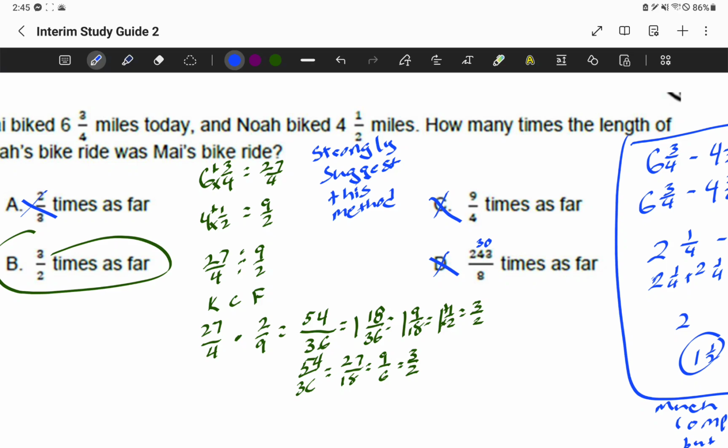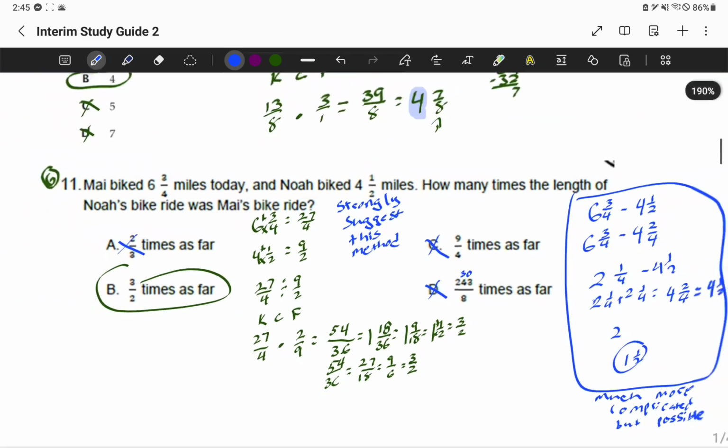So I strongly suggest converting them to improper and doing keep, change, flip. But it is entirely your choice.